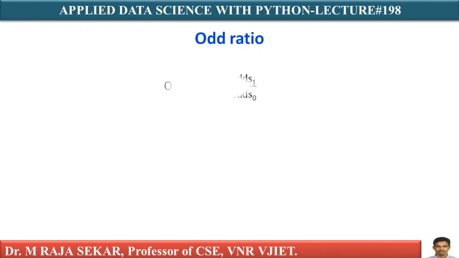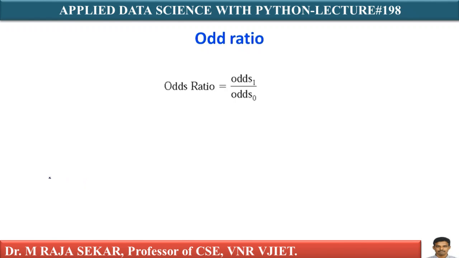What is this odds ratio? This odds ratio is very helpful to explain the coefficient of the logistic regression equation. So, the odds ratio is odds 1 by odds 0. What is this odds 1? What is this odds 0? We will try to understand.